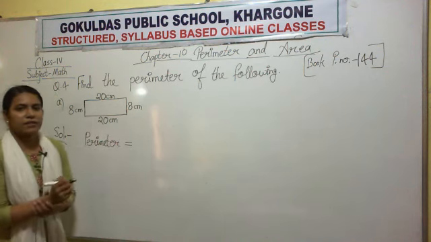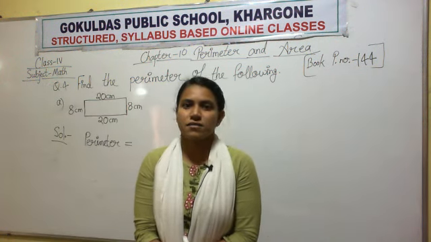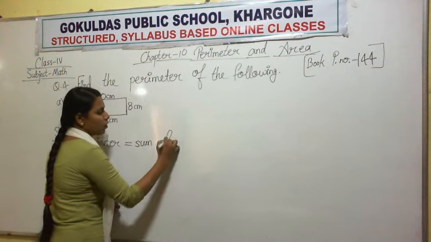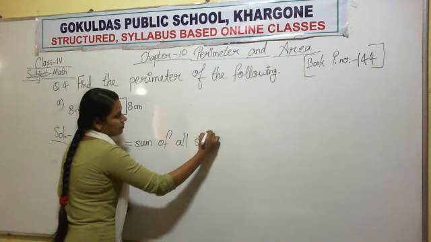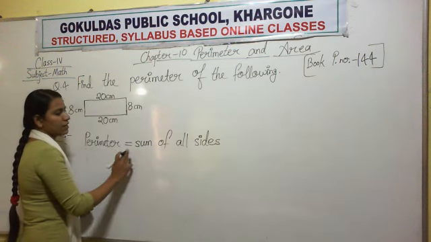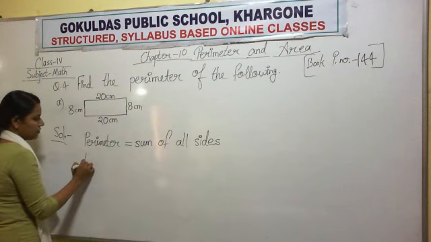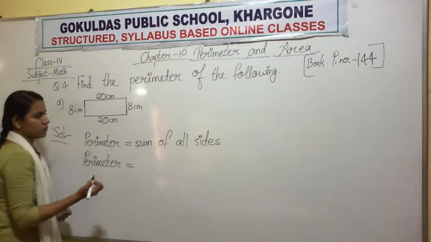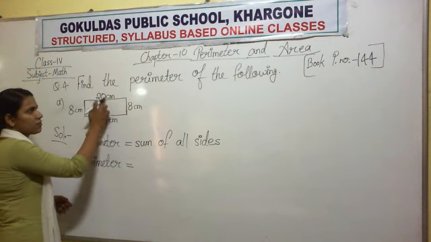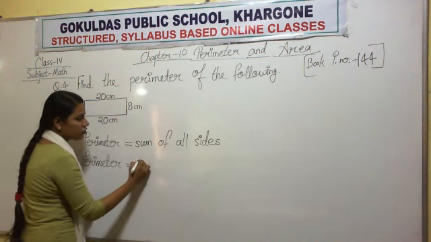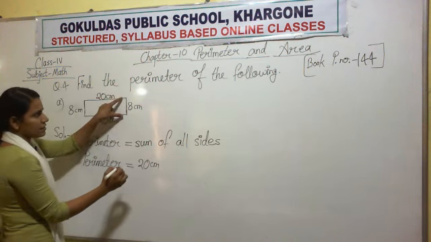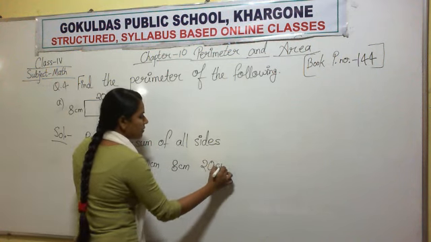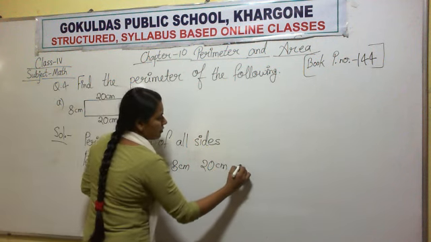What is the formula for perimeter? The formula for perimeter is sum of all sides, right? Perimeter is equal to sum of all sides. Therefore, perimeter is equal to sum of all sides. First side is of how much length? 20 centimeter. So write 20 centimeter. Then the second side is 8 centimeter, then the third side 20 centimeter and the fourth side 8 centimeter.